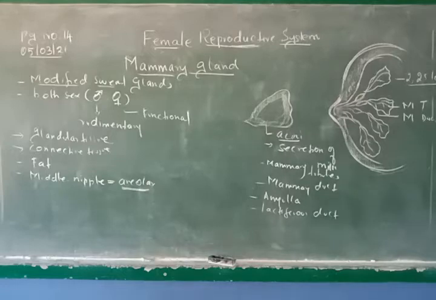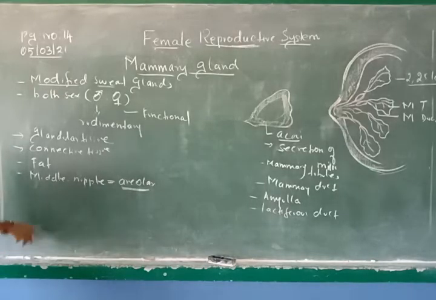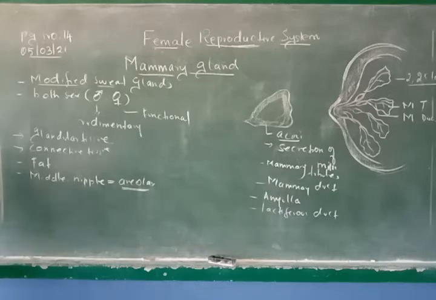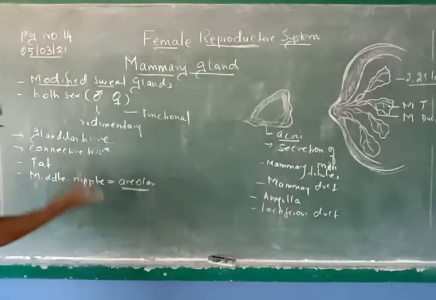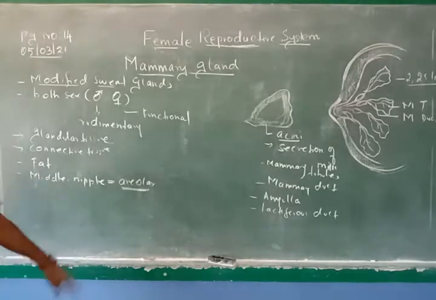Clear? Right, it is a modified sweat gland, present in both sexes, male and female. In the male it is rudimentary, in the female it is functional, as glandular cells and tissues will be there, some connective tissue, and a variable quantity of fat will be present. The middle nipple will be there, surrounded by the pigmented area called the areola.